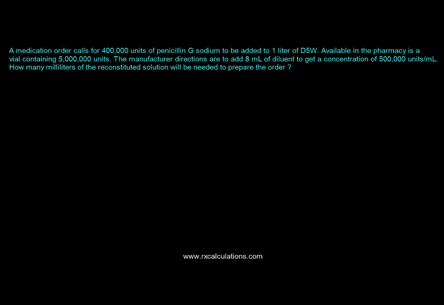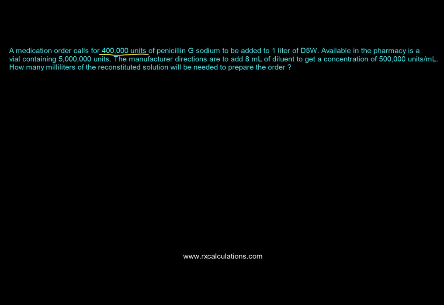Alright, so at first glance, you have so much going on here, so many different numbers. You have 400,000 units, 1 liter, 5 million units, 8 ml, and the concentration 500,000 units per ml. So what do you do? Whenever you're calculating the dose and you know the final concentration, you simply set up a ratio. The patient is supposed to be given 400,000 units. That's the dose for the patient, but you're going to give that as a volume.